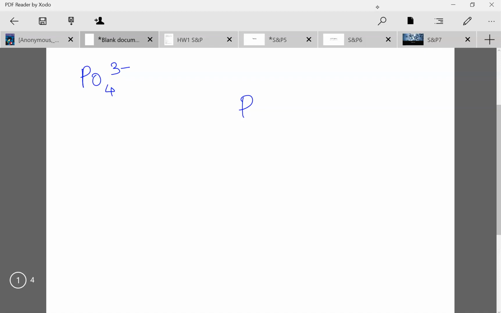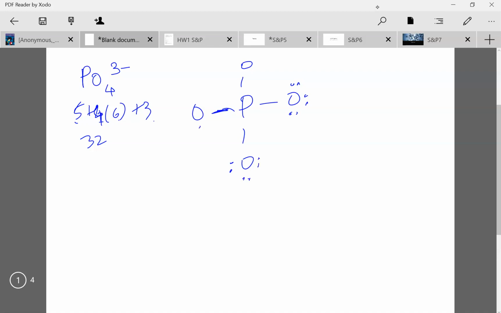So phosphorus, again, 5 plus 4 times 6 plus 3 is 24, 29, 32. The bonds first. Now you have 1, 2, 3, 4, 5, 6, 7, 8, 9, 10, 11, 12, 13, 14, 15, 16, 17, 18, 19, 20, 21, 22, 23, 24, 25, 26, 27, 28, 29, 30, 31, 32. Technically now I have all 32 electrons. Everybody has an octet. But again, the total charge of this molecule has to be 3-. I'm going to figure out where my 3- is coming from.